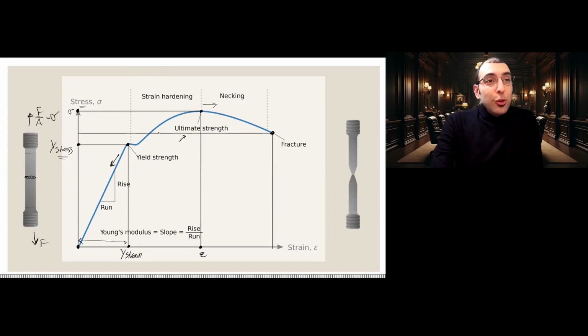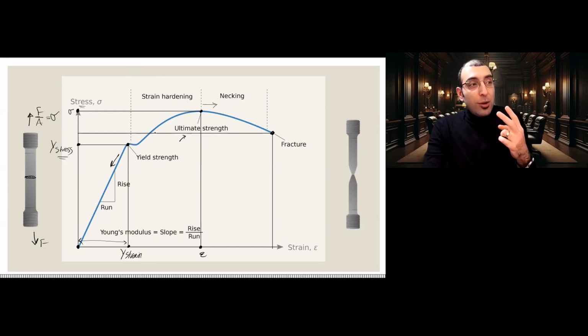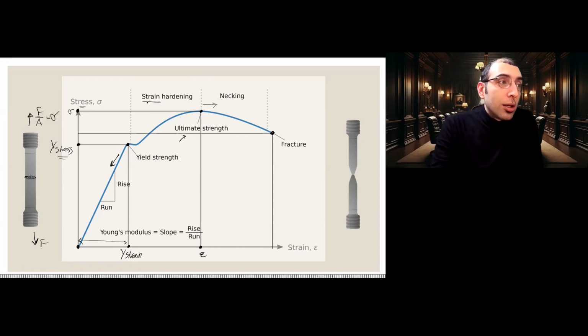So we have two significant regions where the strength is increasing and where the strength is decreasing. When the stress is increasing, or your material becomes stronger as you apply more plastic deformation, we call it strain hardening, because you're applying strain and your material becomes harder and stronger. So we call it strain hardening. And after that, after the ultimate point, we call it necking until fracture.